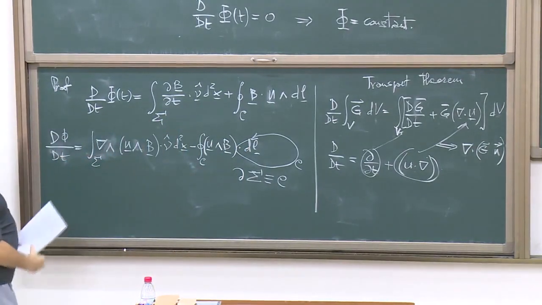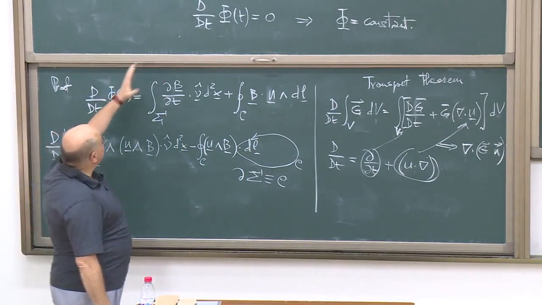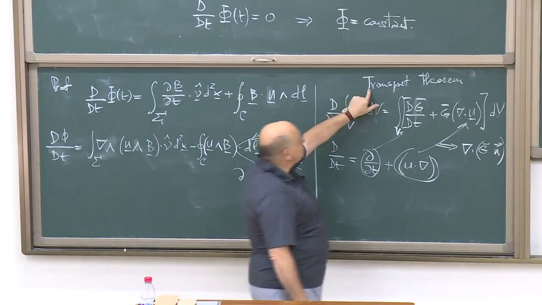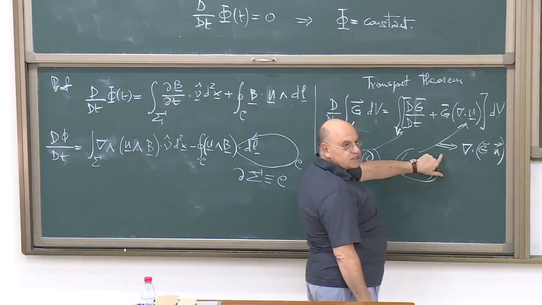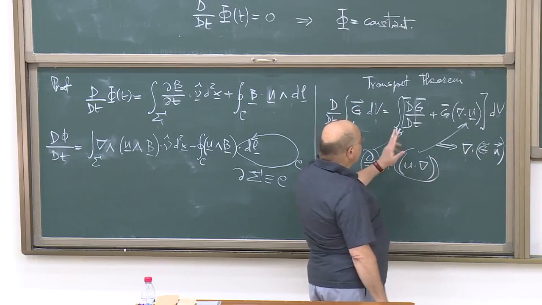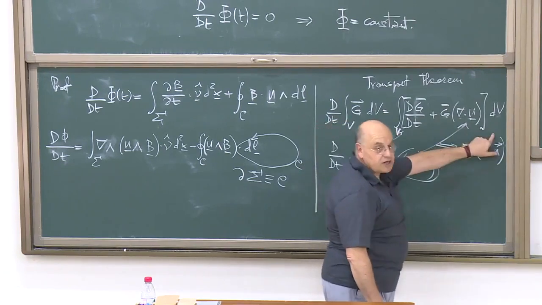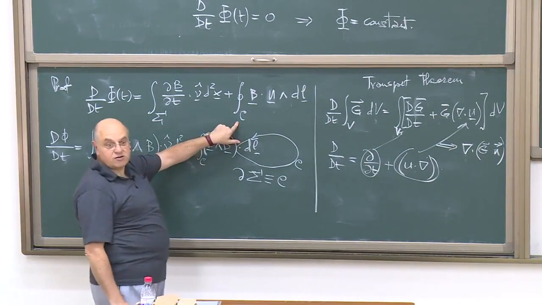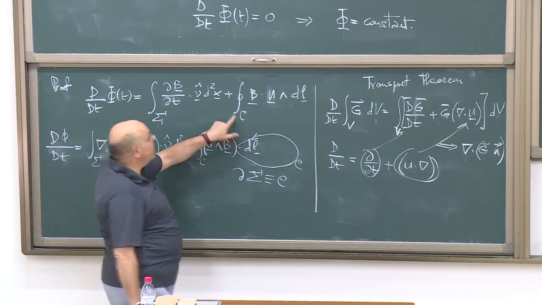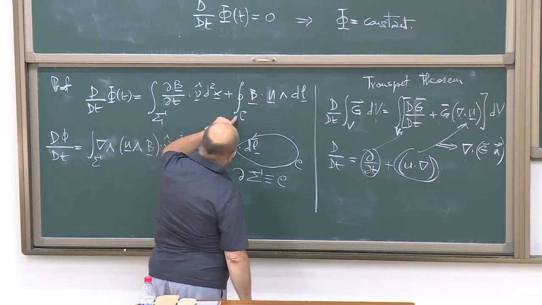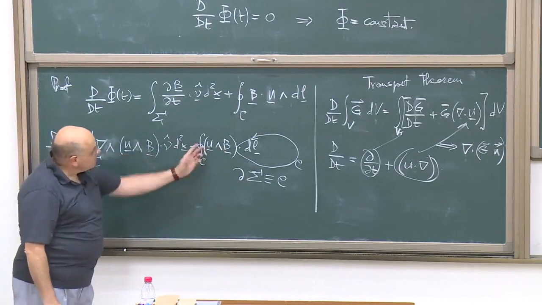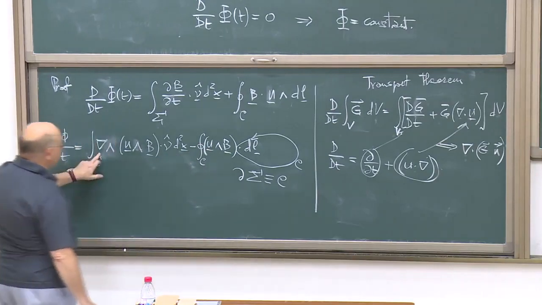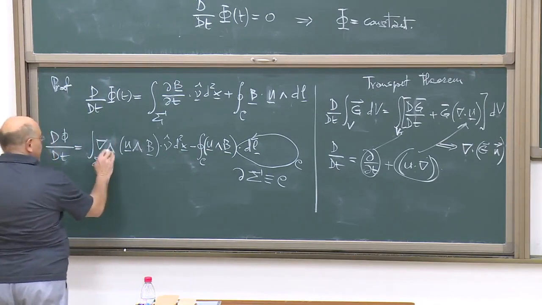Okay? So the first step is to go inside the integral with the total derivative, apply the transport theorem, and use the divergence theorem to transform the volume integral into a surface integral. Here we transform the surface integral into a contour integral through this divergence theorem, and then we have a flux. This flux we just switch the position of these vectors in order to have a minus in front, and then we applied Faraday's equation here.